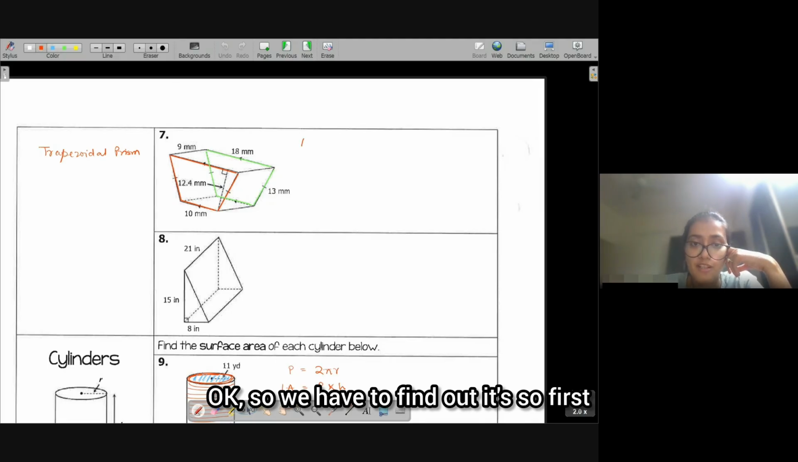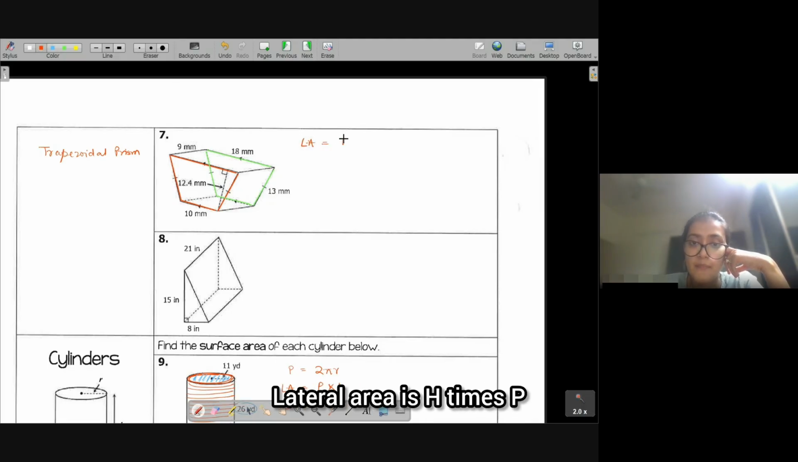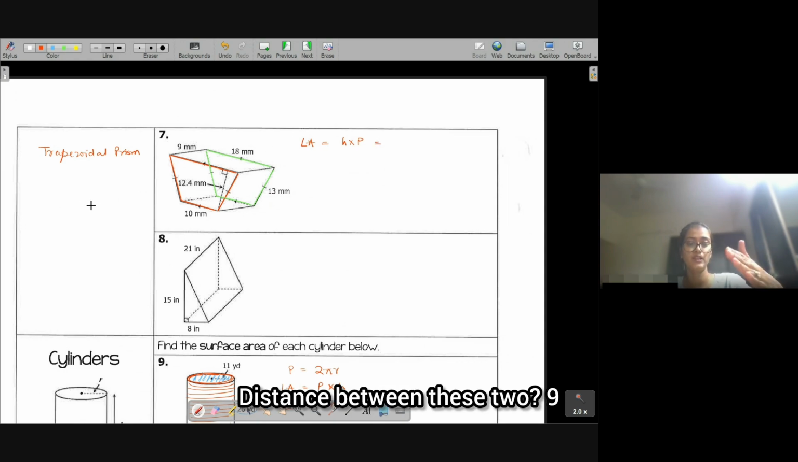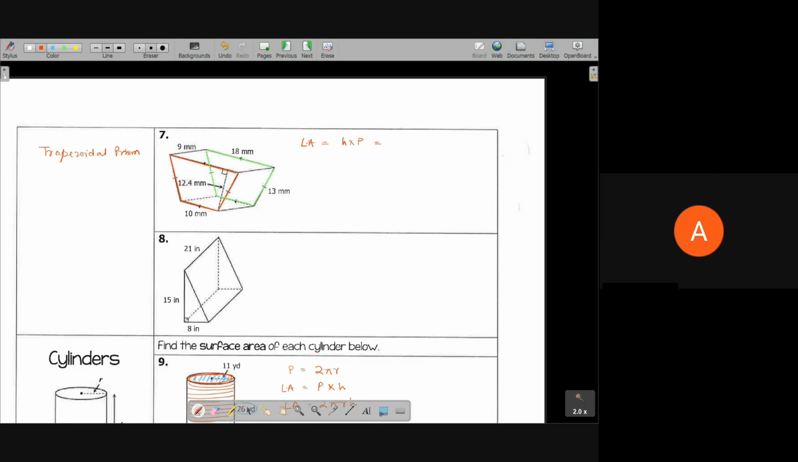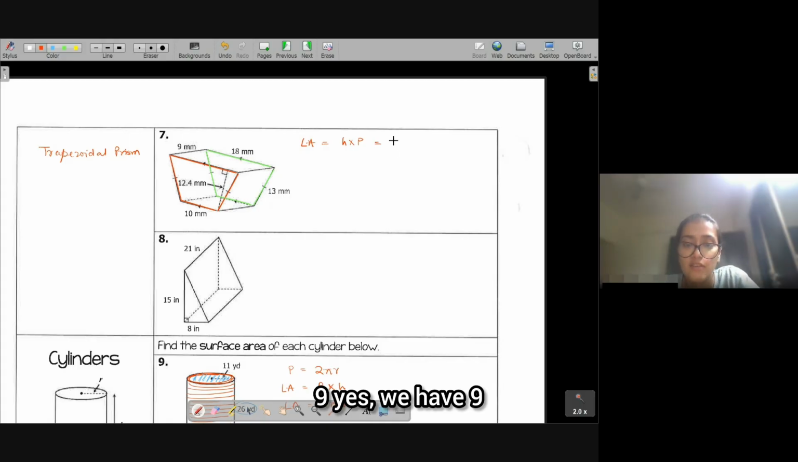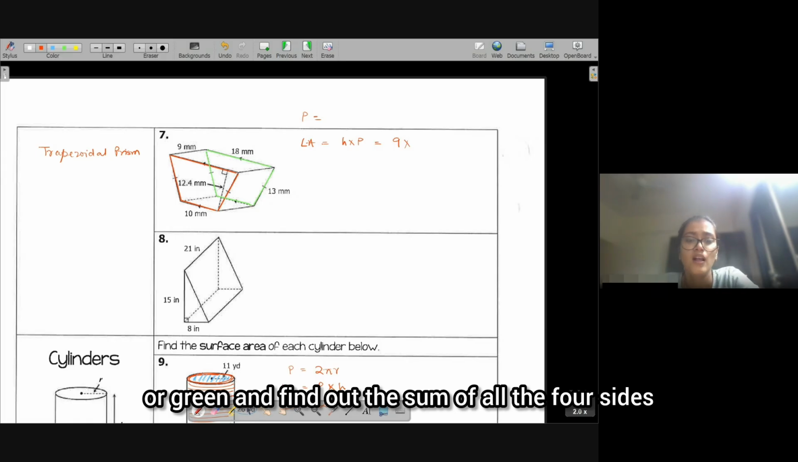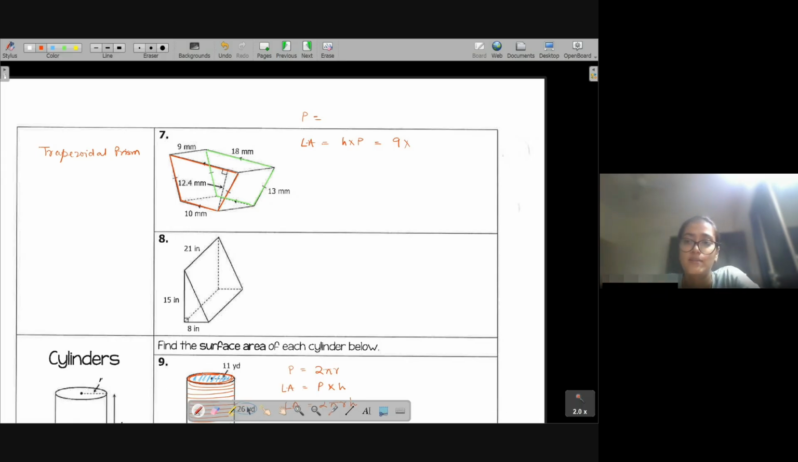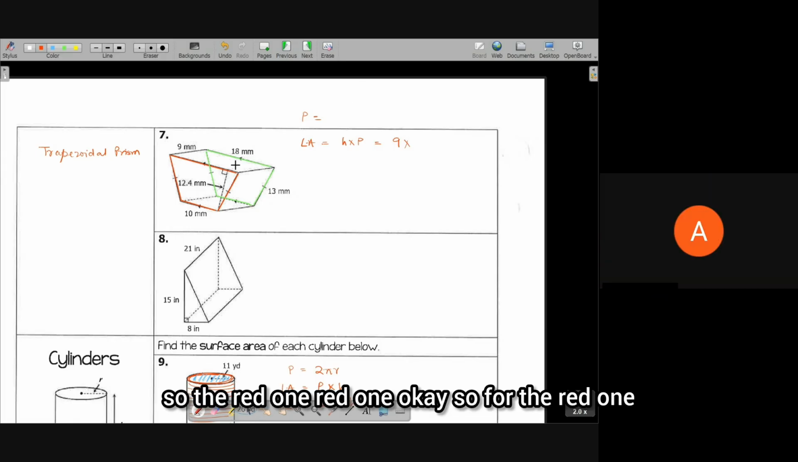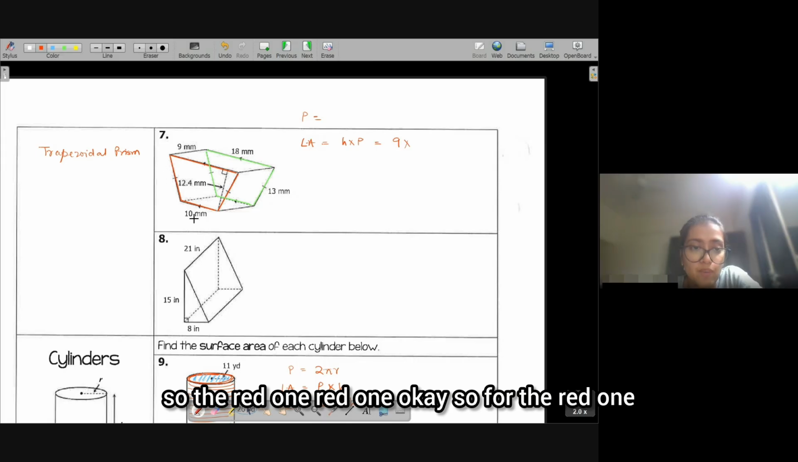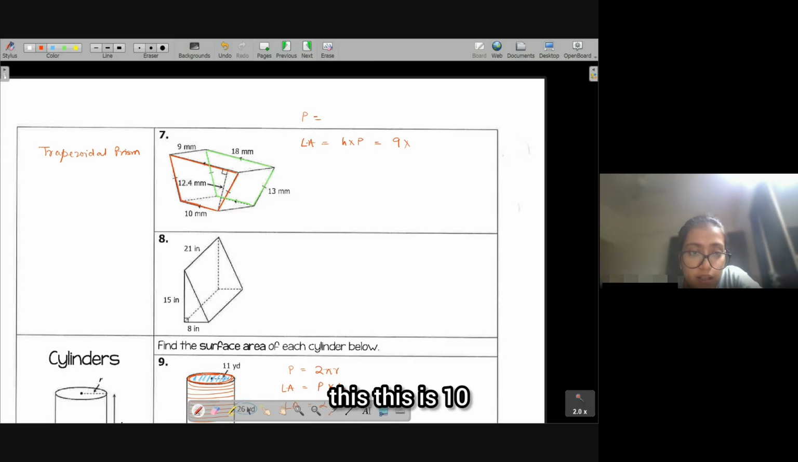So first let's find the lateral area. Lateral area is h times p. What is the distance between these two? 9. Yes, we have 9. And perimeter: you can pick any one trapezoid, either red or green, and find the sum of all 4 sides. For the red one, this is 10.